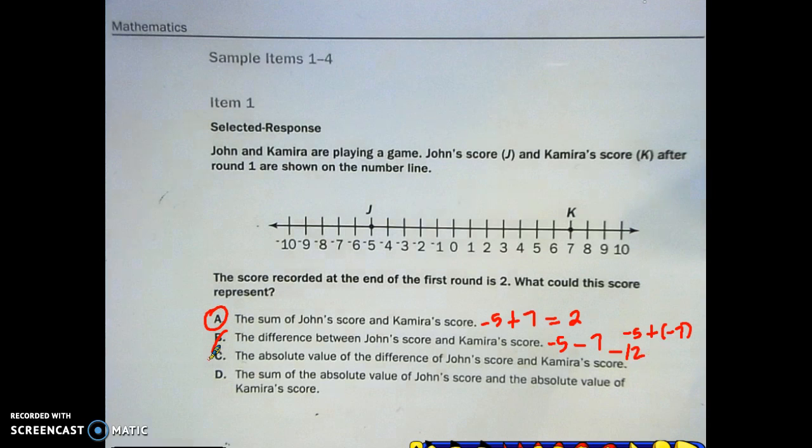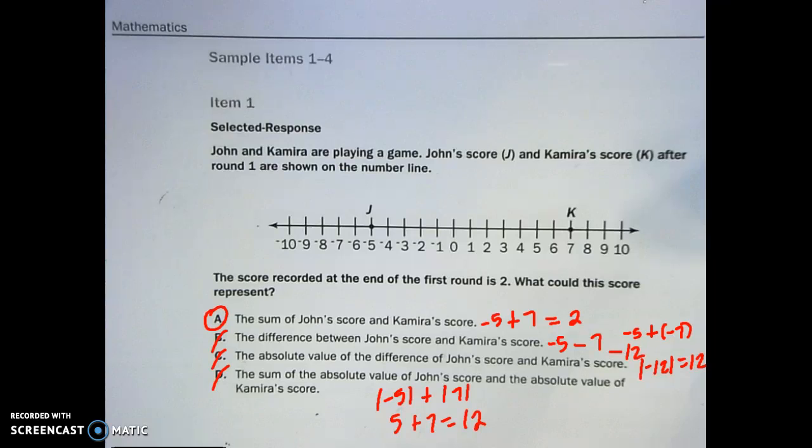C says the absolute value of the difference. Absolute value is always positive. The absolute value of -12 is positive 12, not C. And D says the sum of the absolute values of John's score and Kamira's score. So the absolute value of -5 is 5, plus the absolute value of 7 is 7. 5 plus 7 is 12. It is not 12. So again, the answer is A.